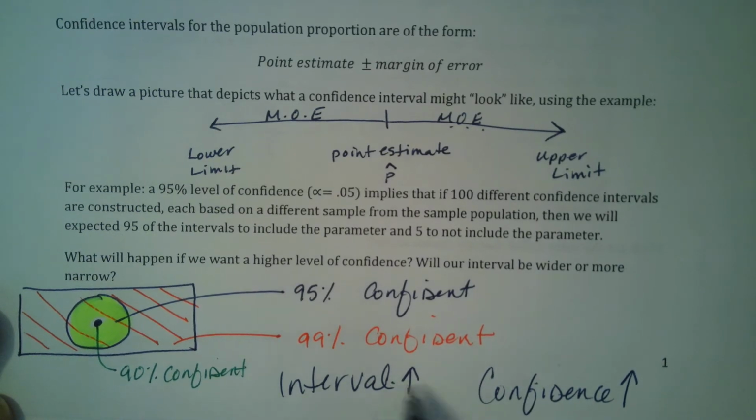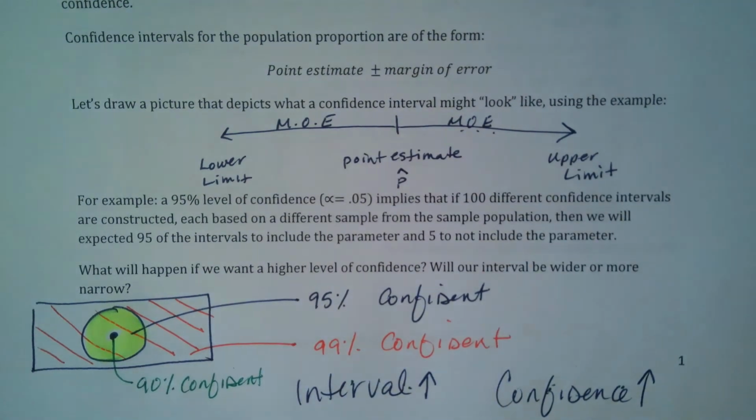As interval increases, your confidence increases. As your confidence gets lower, your interval gets smaller. So they are directly proportional to each other.